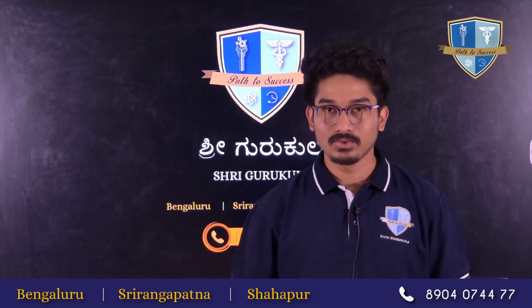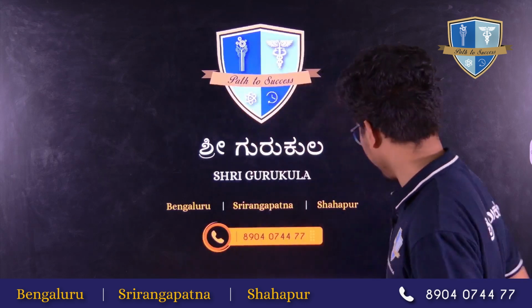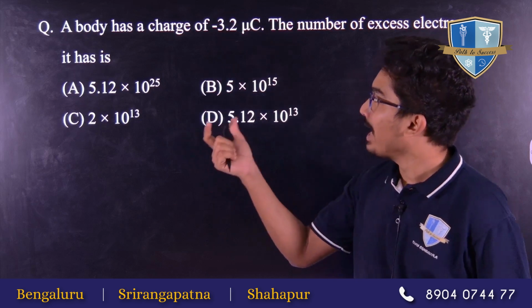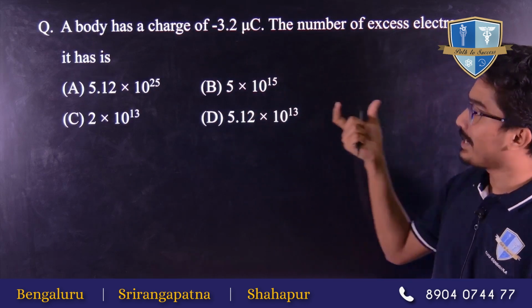All the electrostatics questions in the KCET 2024 question paper. So let's start. Our first question is: a body has a charge of minus 3.2 mu coulomb. The number of excess electrons it has.